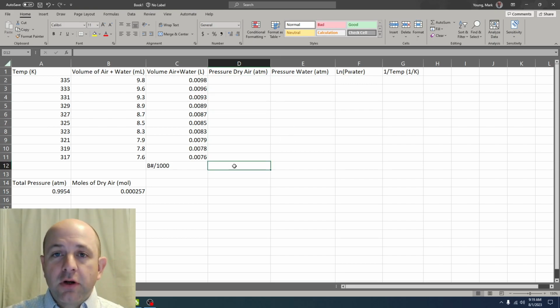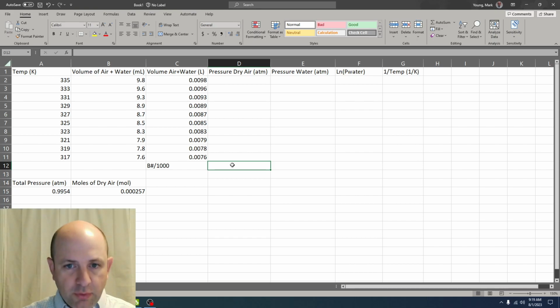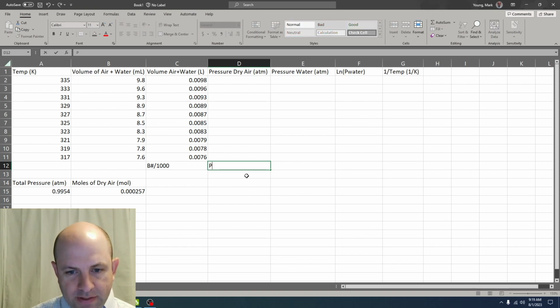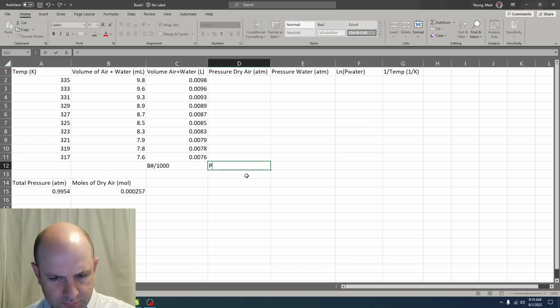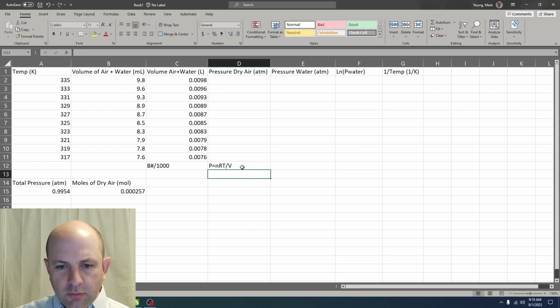For this one, we want to use the ideal gas law, that the pressure times the volume equals the moles times the gas constant times the temperature in Kelvin. But we want pressure, so I'll do this one. This will be P equals nRT over V.